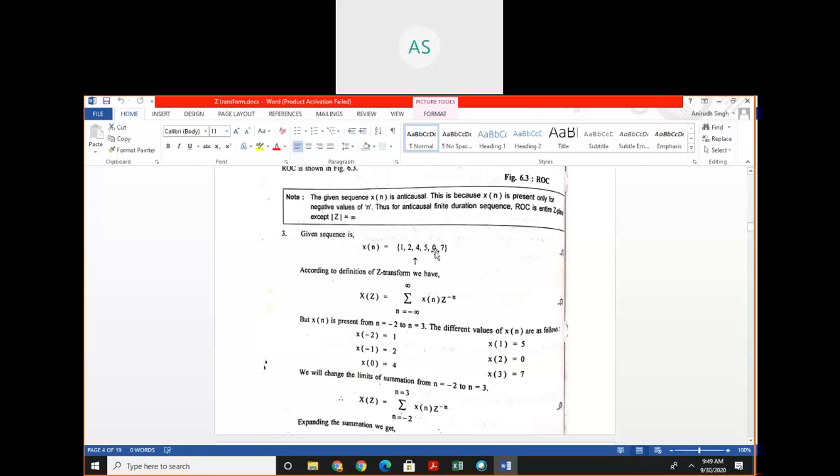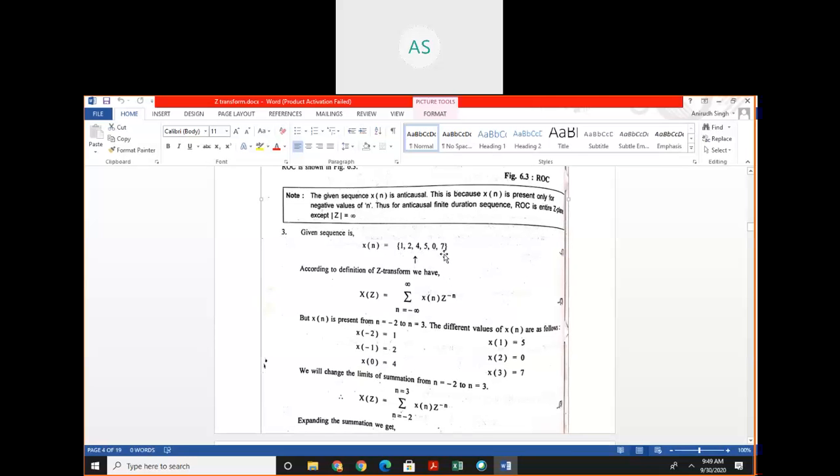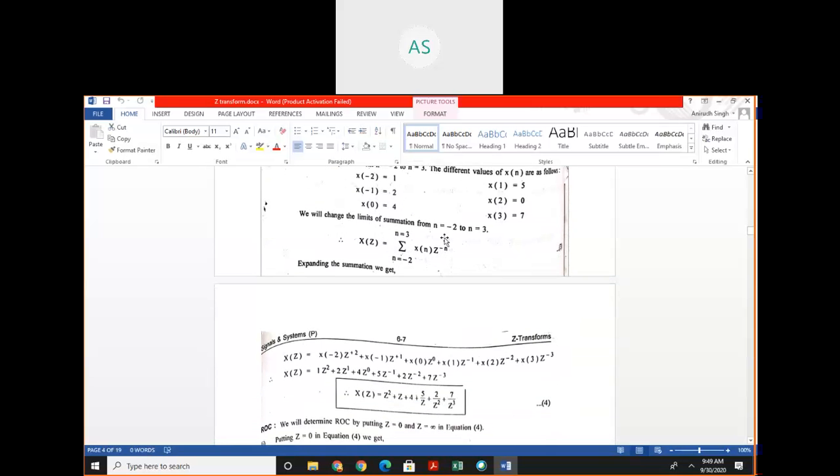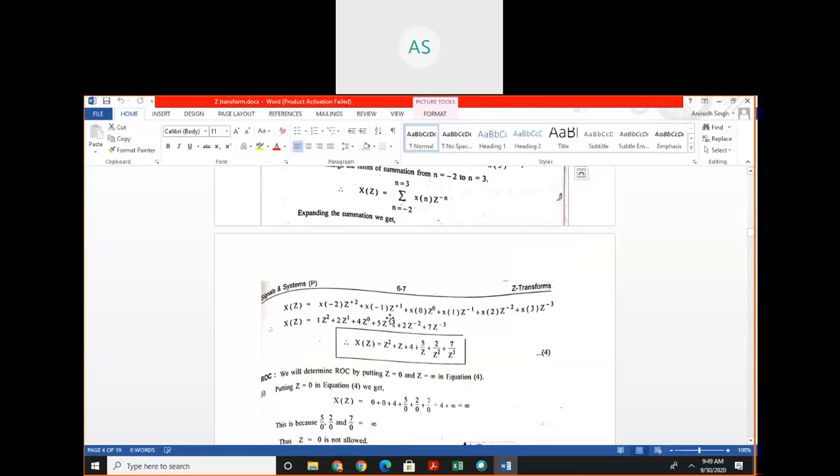Here the arrow is at 4. It means n is 0, 1, 2, 3, minus 1, minus 2. Here we calculate: x of minus 2 is 1, x of minus 1 is 2, x of 0 is 4, x of 1 is 5, x of 2 is 0 and x of 3 is 5, 7.